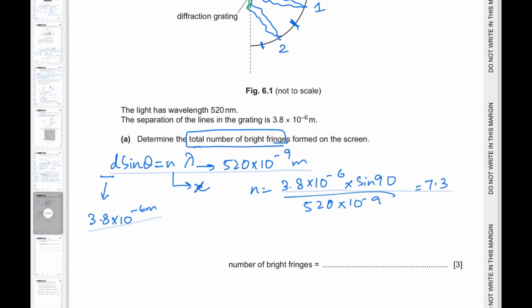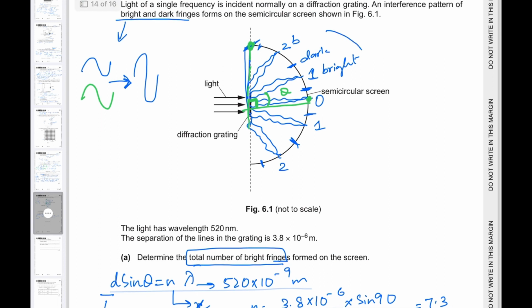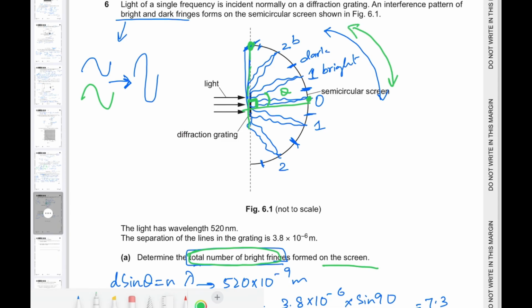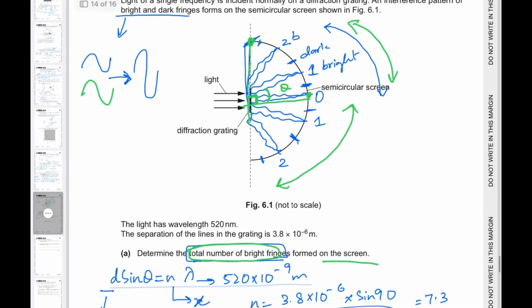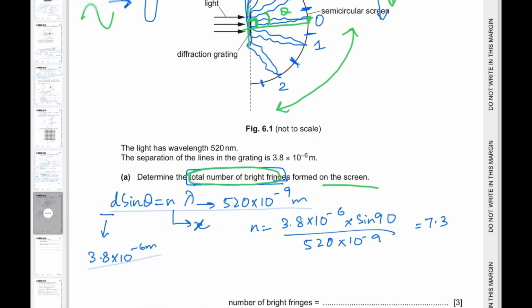Now this will give you the number of bright fringes on one side of the central fringe. To find the total number of bright fringes formed on the screen, you will need to consider both the bright fringes on one side, as well as the number of fringes on the other side, which will be the same. Since you have just found half of the number, you will multiply that by 2. So 7.3 multiplied by 2 will be equal to 14.6, and that can be rounded off to 15 fringes.